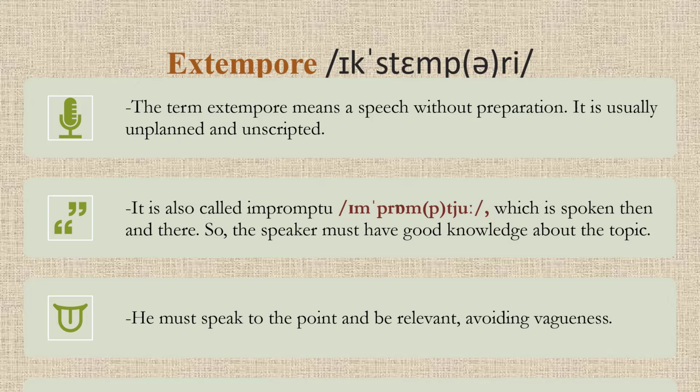So the speaker must have good knowledge about the topic. Only then he can speak very well on any occasion. He must speak to the point and be relevant, avoiding vagueness. Our sentences should not be ambiguous. Ambiguous means something that gives two meanings. That should not be there. We should speak to the point and we should be quite relevant. Then our speech would be quite good.